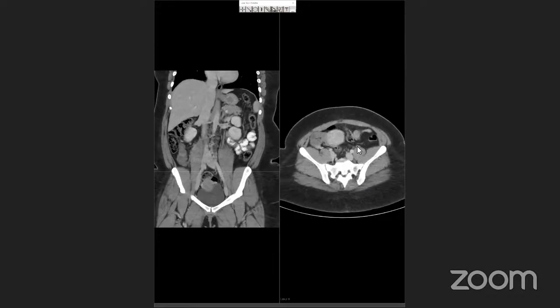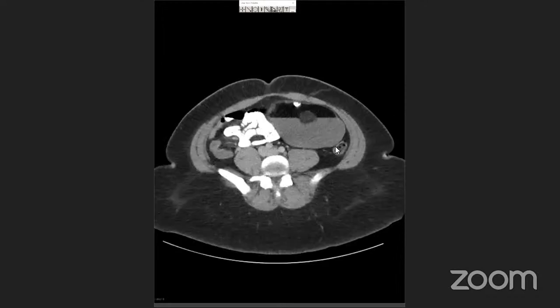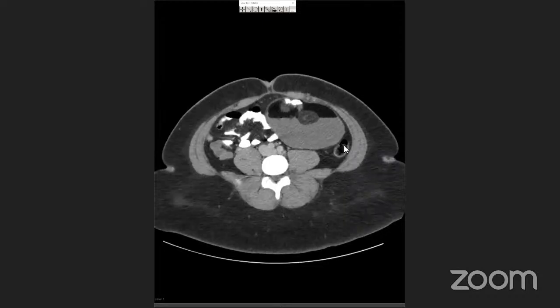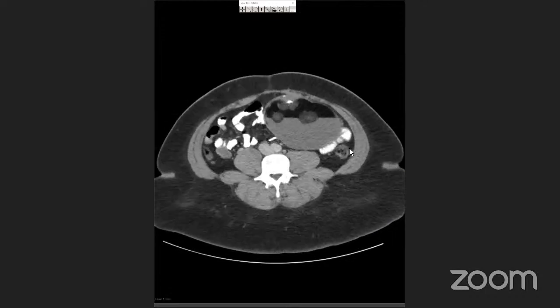So this structure is actually separate from the bowel. If you look, you could see the fat, and fat is under the skin. So fat density under the skin, you could see the fat density between the structure and the bowel. So this structure is actually not coming from the large bowel.